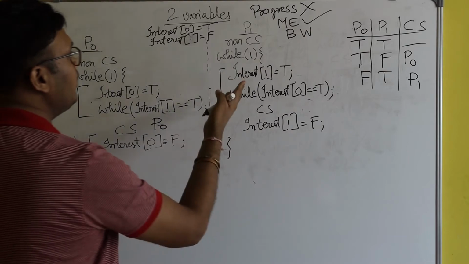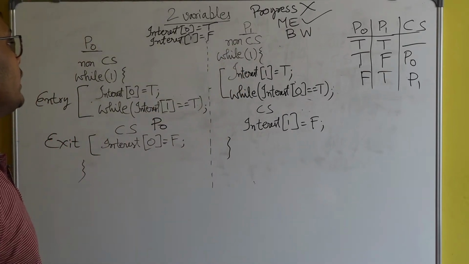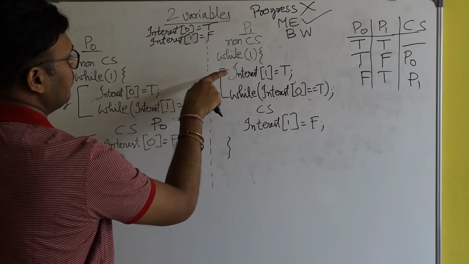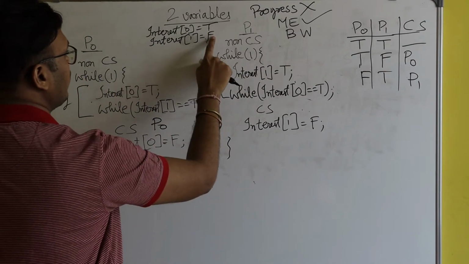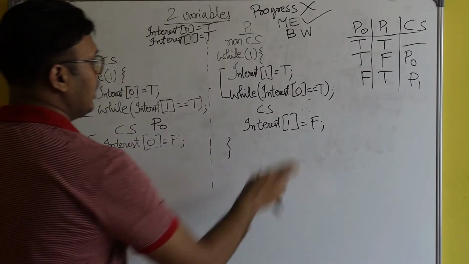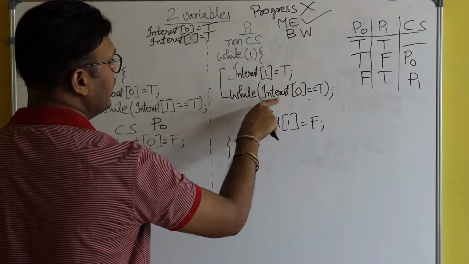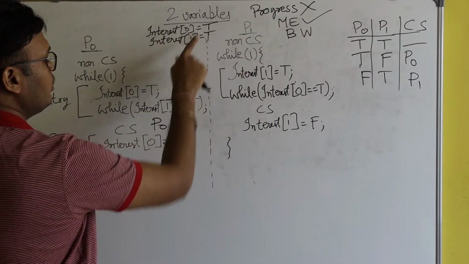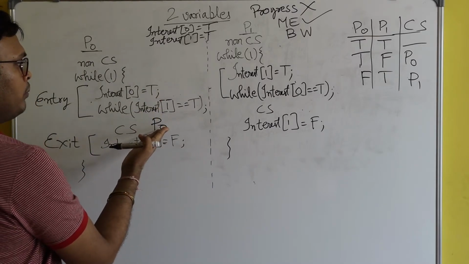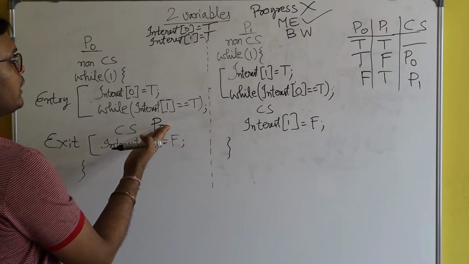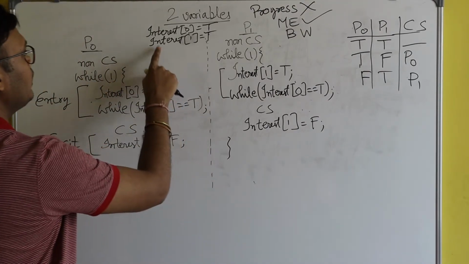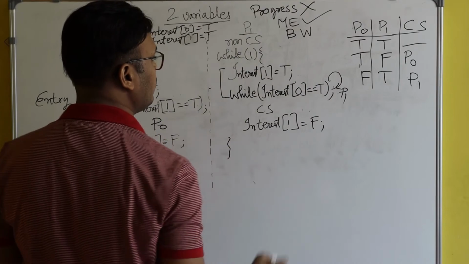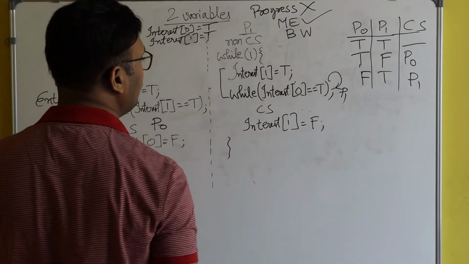Now suppose suddenly process P1 also wants to get the entry inside the critical section. So process P1 will run this line, and after that, interest of 1 is equal to true. It means now process P1 is interested. Now process P1 will run this line: while interest of 0 is equal to true. Obviously it's a true statement because interest of 0 is true. P0 is interested, and although it has already entered inside the critical section, still interest of 0 is equal to true. So since this condition is true, P1 will be stuck in the while loop.